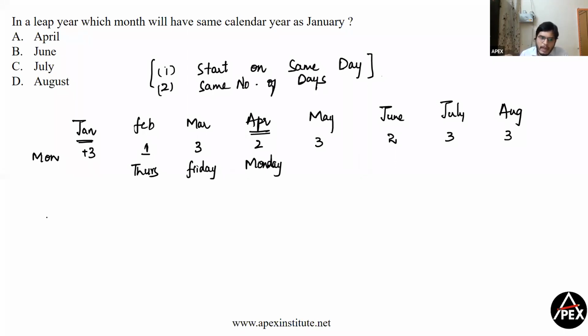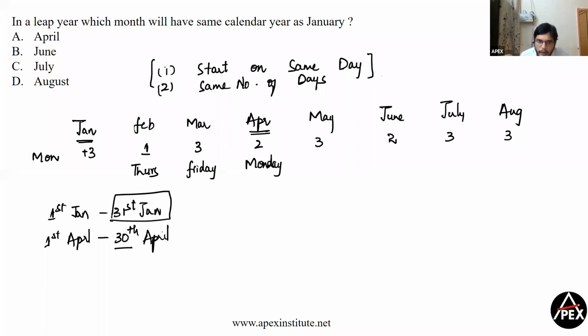Why? January is 1st Jan to 31st Jan. And April will be having 1st April. Do we have 31st April? No, 30th April. The calendar will be the same till 30th, but you have one extra day here. Because of which I can say that both the months will not have the same calendar. So this is not April.